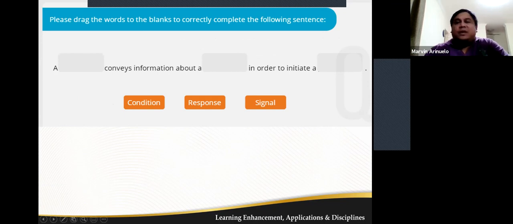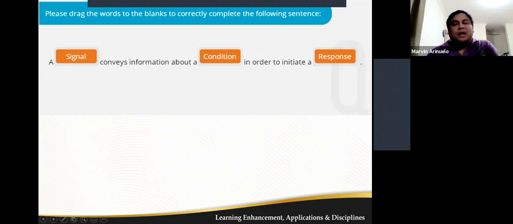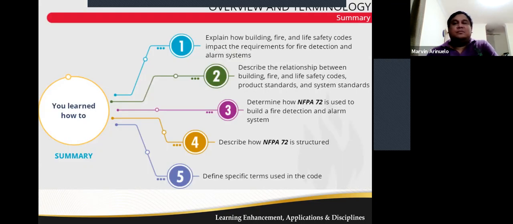So a signal conveys information about a condition to initiate a response. So that's the correct term. Again, a signal conveys information about a condition to initiate a response.